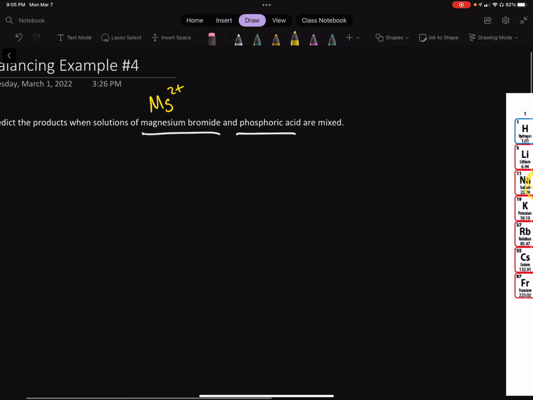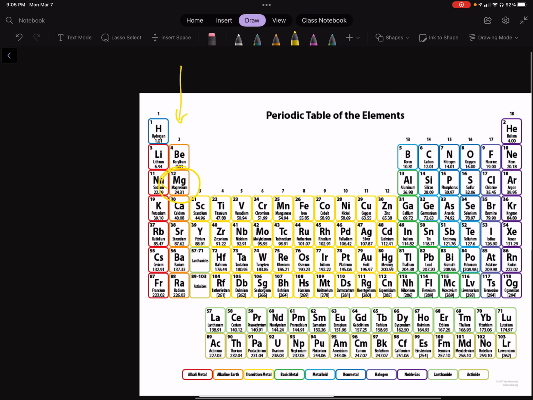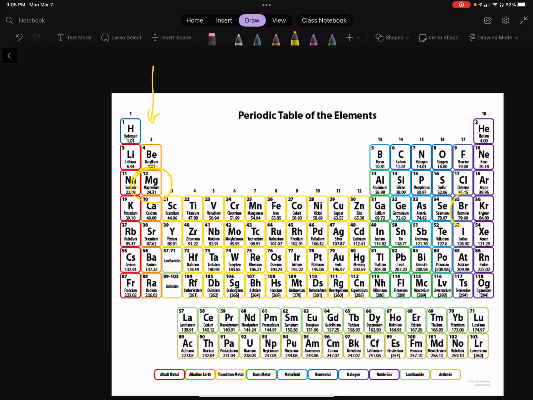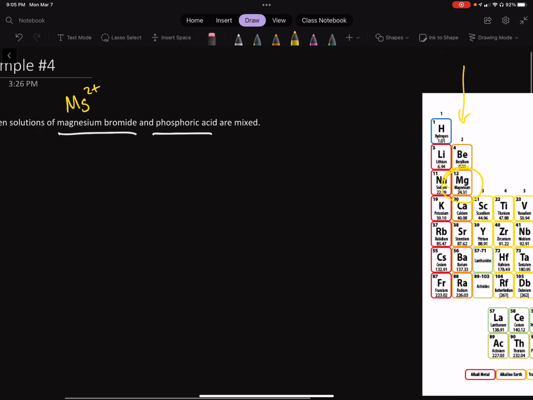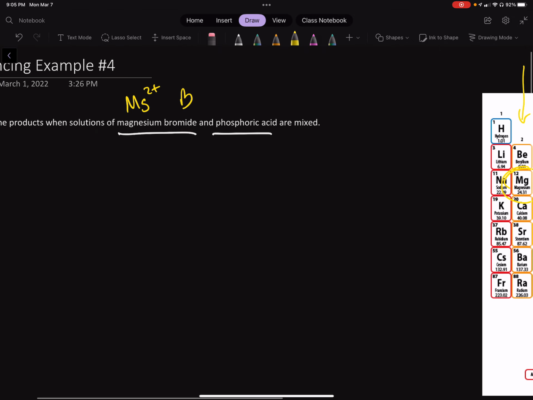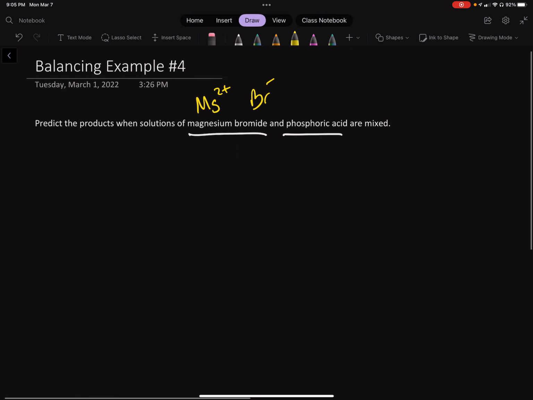And then bromide is referring to bromine. Bromine is over here on the nonmetal side. It is a halogen. It has 7 valence electrons, and it needs just 1 more to get to 8 to have that complete outer shell. So it is going to have a charge of 1-. So to write the formula for magnesium bromide, we're going to need 2 bromide to make a neutral compound. So the formula is MgBr2.